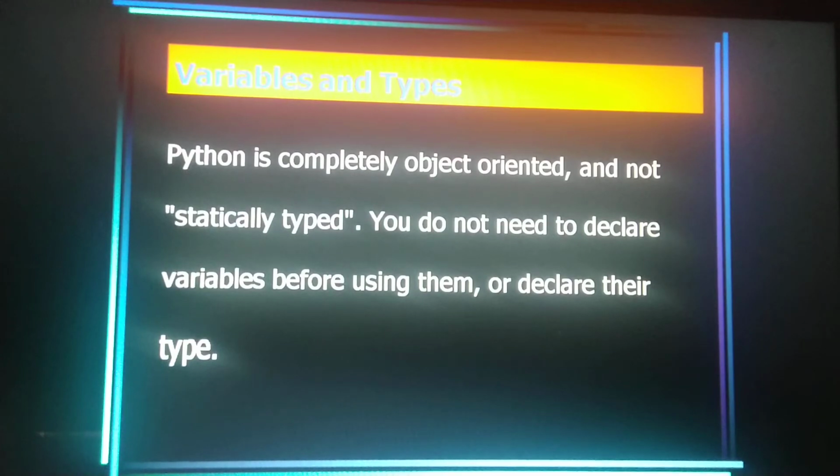Variables and type. Python is completely object-oriented programming. It's not a statically typed programming language. You don't need to declare the variable before using them or declare their type. That means variable type is not required.